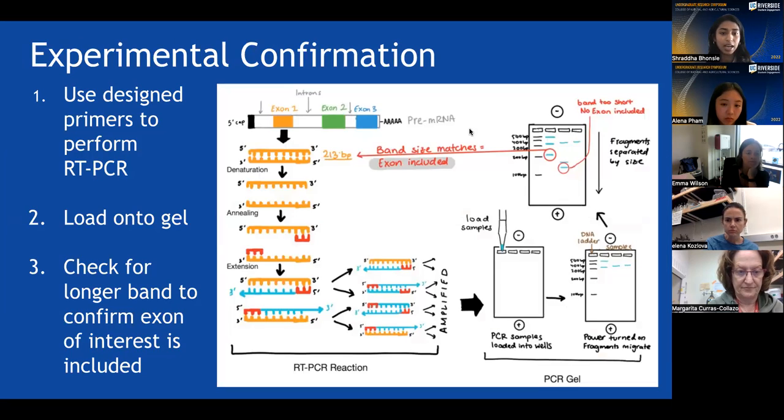And in the lab, I will carry out RT-PCR and then test these samples on the gel. And if I see a band size that matches the length of the gene length of the exon that I'm interested in, then I know that my experiment was successful. But if I see too short of a band, I'll know that my primers did not work. And so I'd have to redesign them.